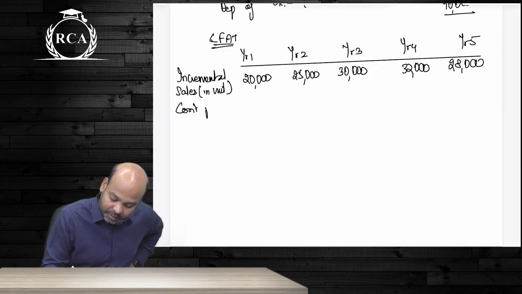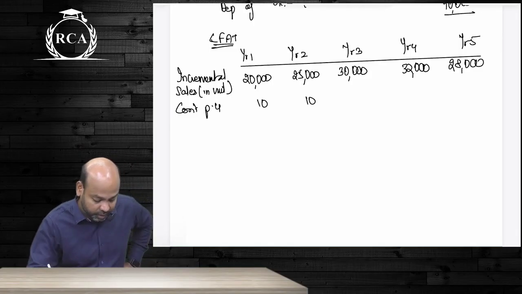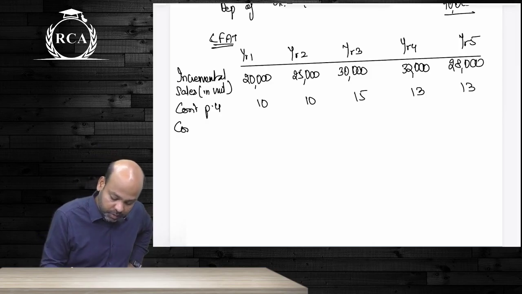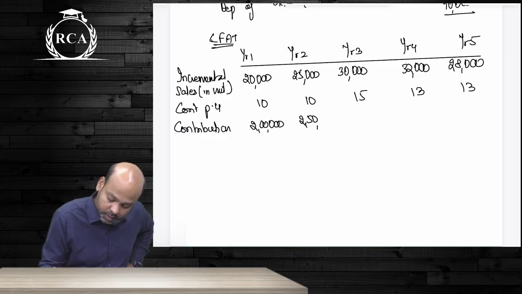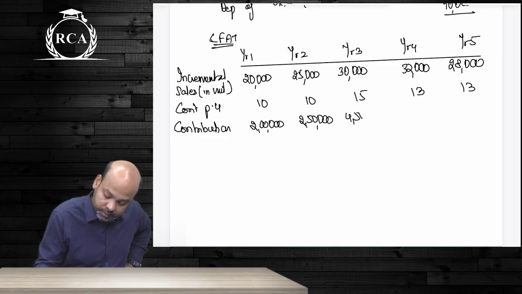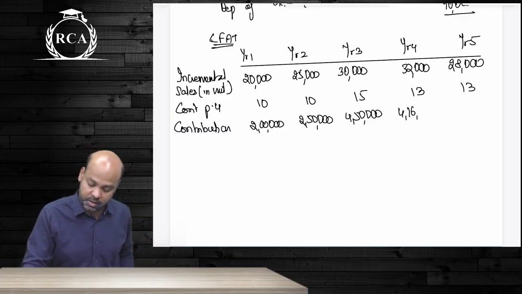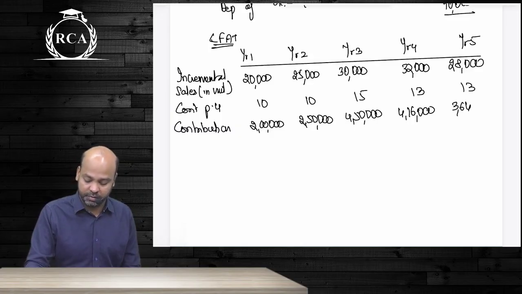Can I directly write contribution per unit, beta? 10, anyway it's an MCQ question. 10, 10, 15, 13, 13. Selling price minus variable cost. You will get total contribution, guys: 2 lakhs, 2 lakh 50,000, 4 lakh 50,000, 32 13s is 3 lakh 20 and 96, 4 lakh 16, 28 13s is 2 lakh 80 and 84, 3 lakh 64. Check it, beta.